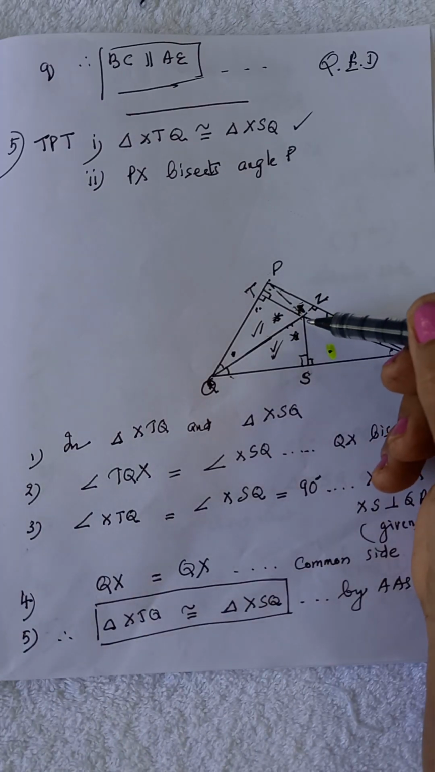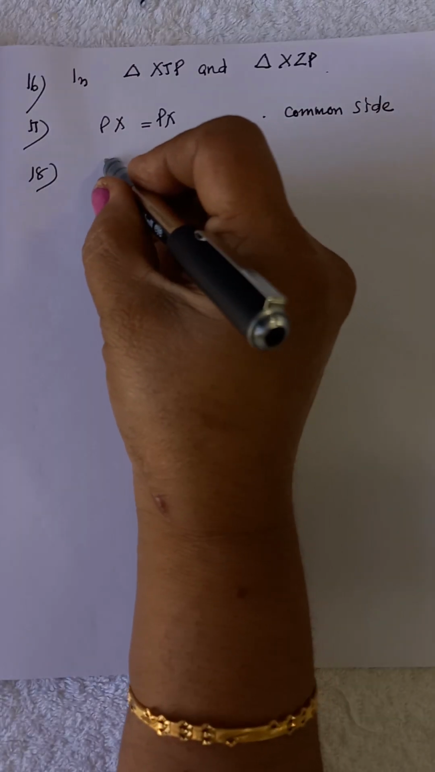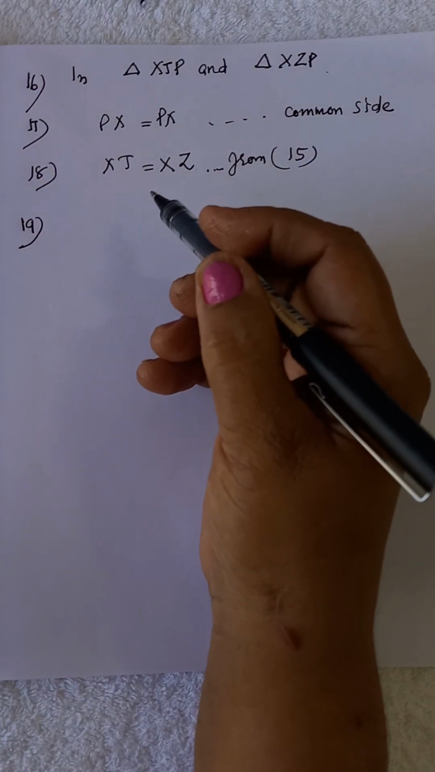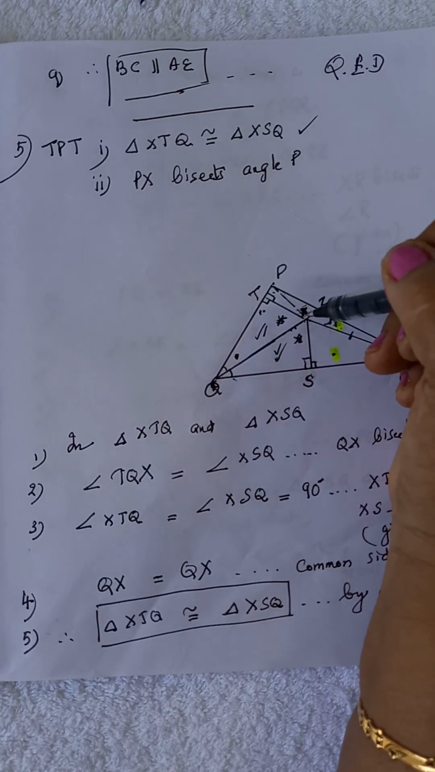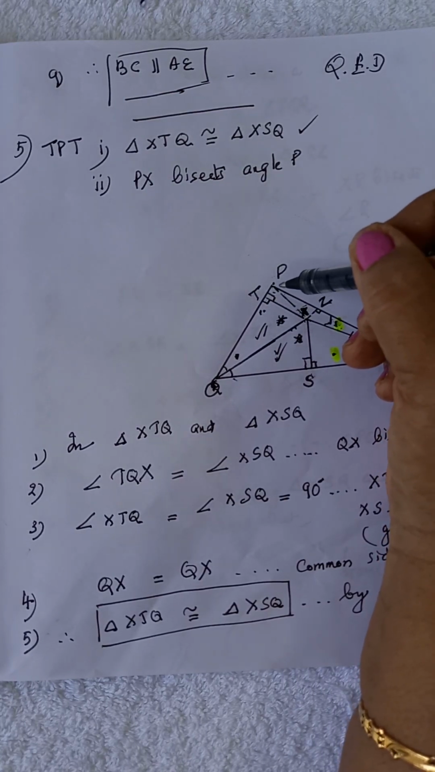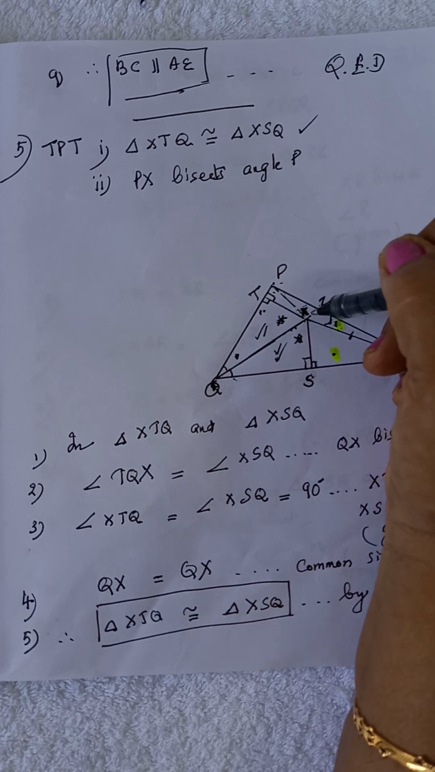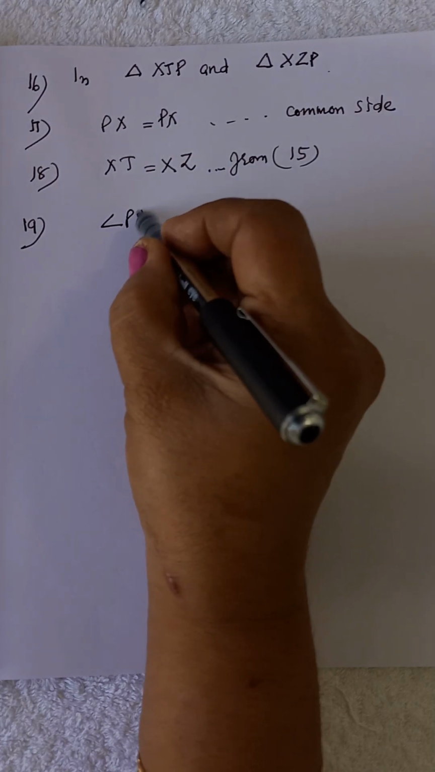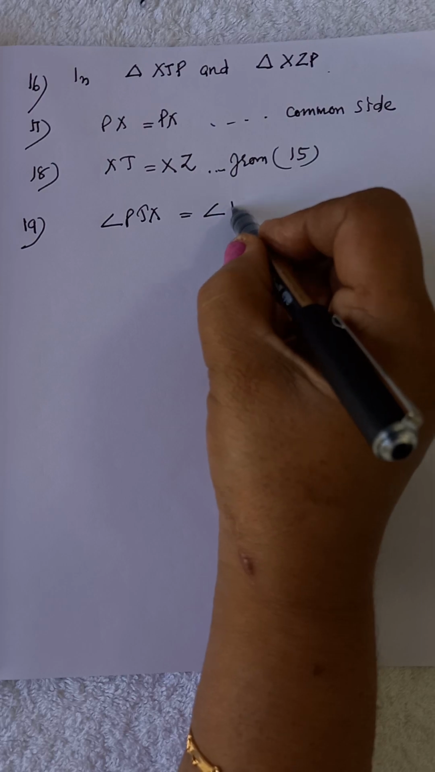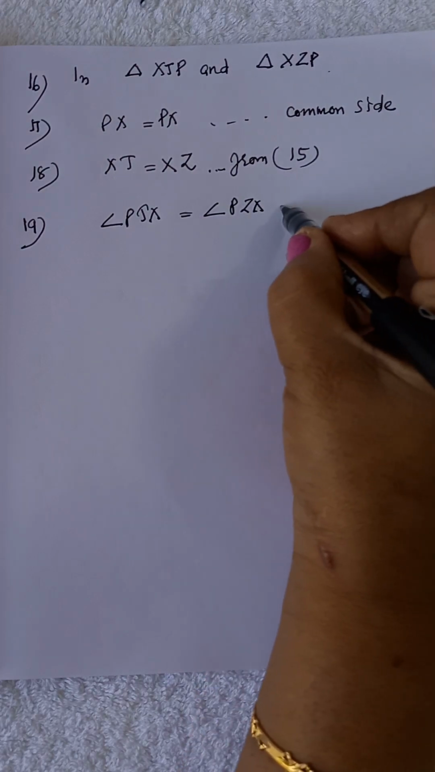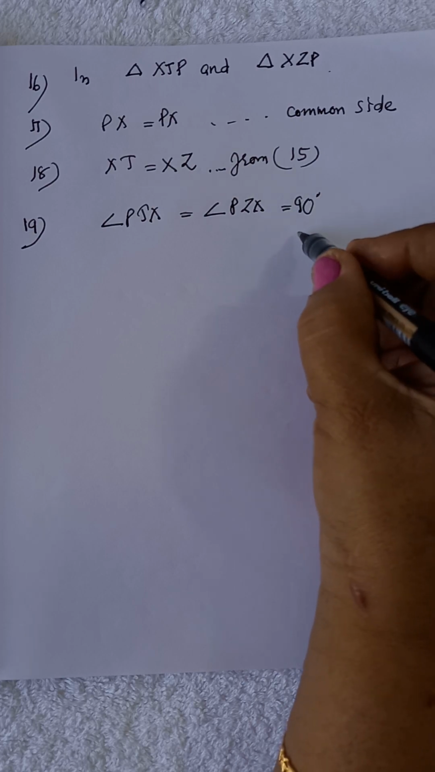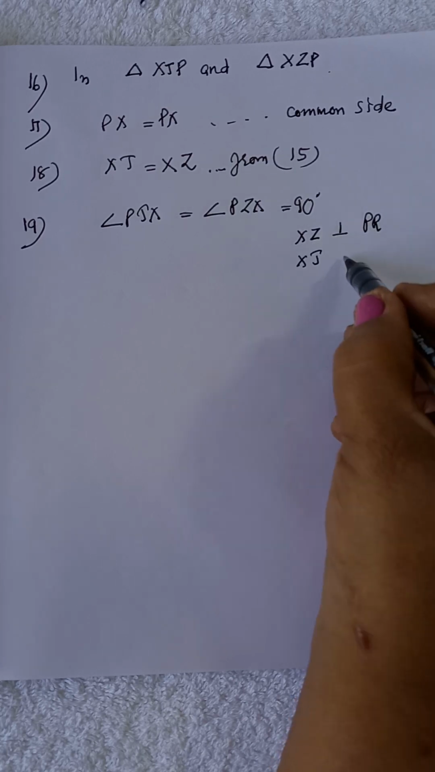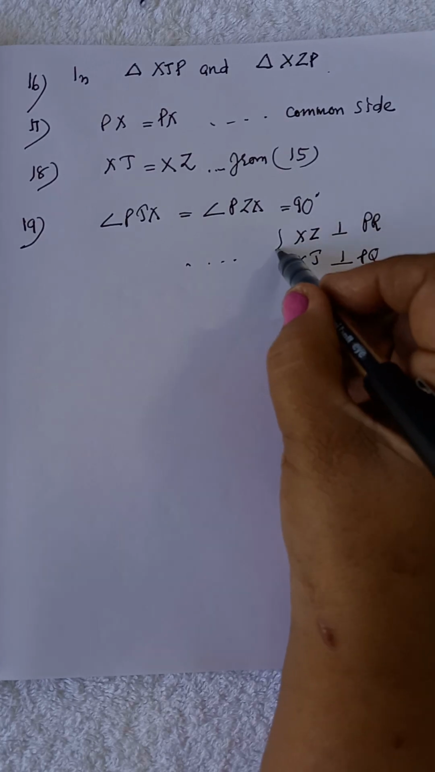XT is this, XZ is this. So we can write XT is equal to XZ, that is from 15. Now the 19th point is this angle PTX, that is 90 degree. What is angle PZX? That is also 90 degree, given. So we can write angle PTX is equal to angle PZX, that is equal to 90 degree. Why? Because this XZ is perpendicular to PR and XT is perpendicular to PQ. That is the reason.